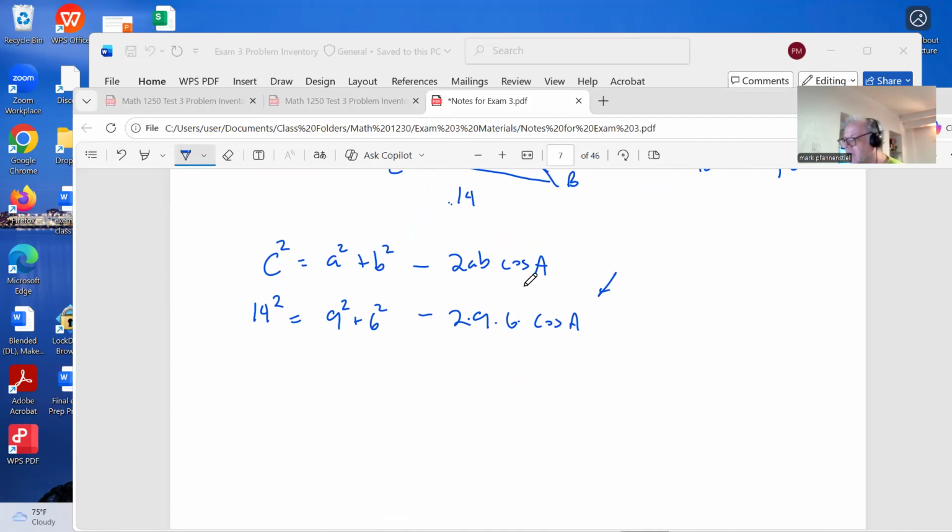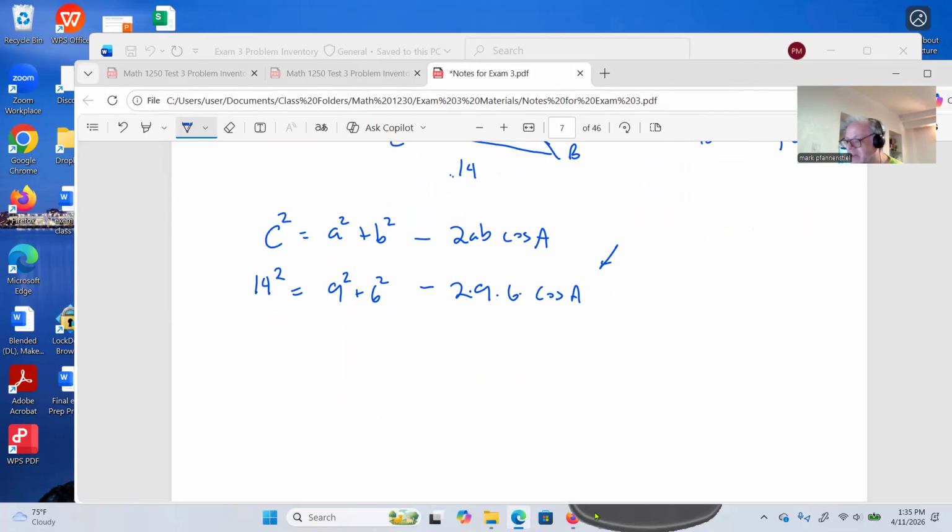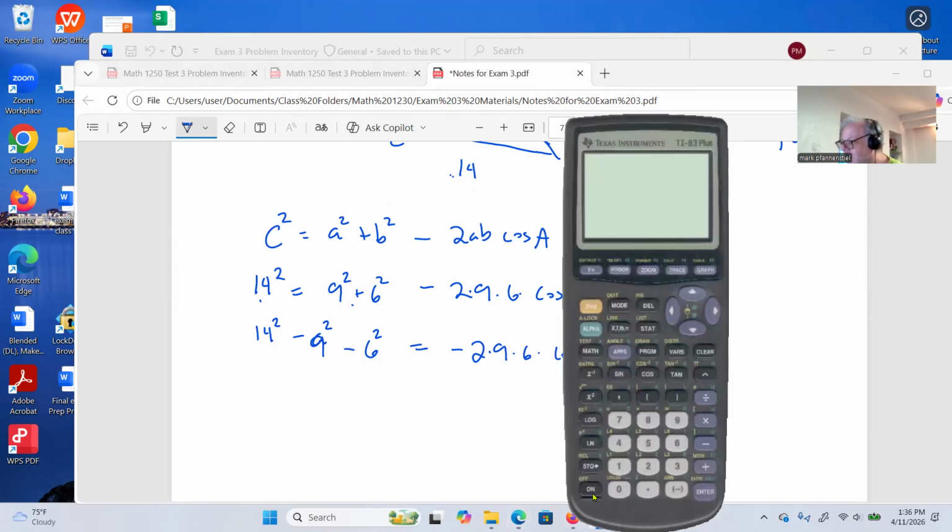So we go ahead and say this. We've got A squared here. What I'm going to do is write this stuff down. So we have 14 squared minus 9 squared minus 6 squared. I'm just subtracting the 9 squared from both sides, and subtracting the 6 squared from both sides, and say equals negative 2 times 9 times 6 times cosine of A. Now, I don't like to let the calculator do too much at one time, so I'm just going to go ahead and type all of this stuff in.